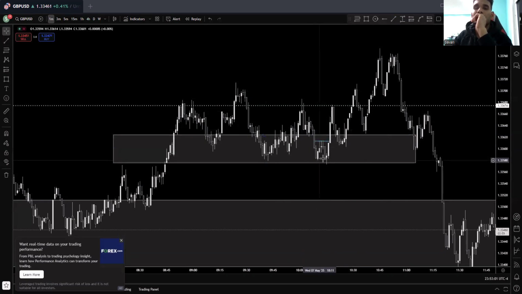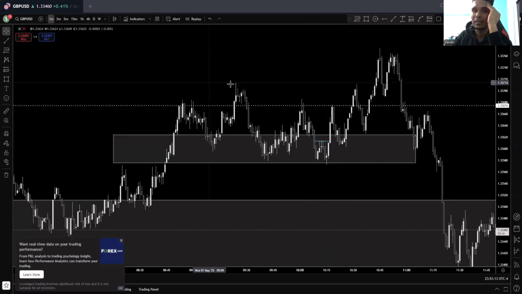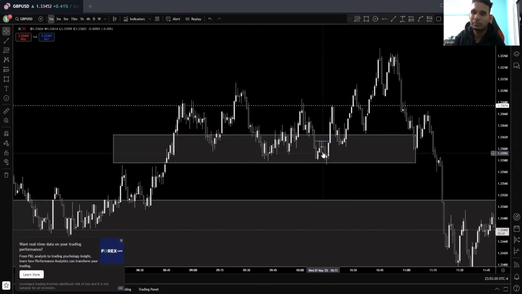So this is a sweep, structure shift in 1 minute. Parallel gap flipped, big displacement to the upside. So it might act as the breaker, this is the parallel gap. So it might hold. It will then take out all the engineered liquidity. So this is going to be my target. So this is a clear market maker buy model.